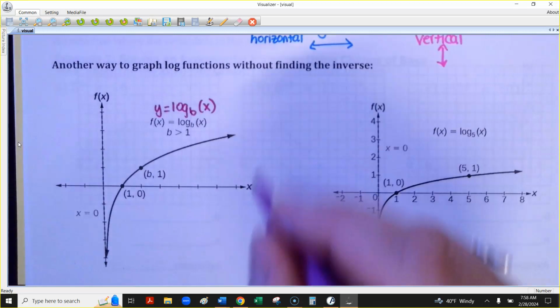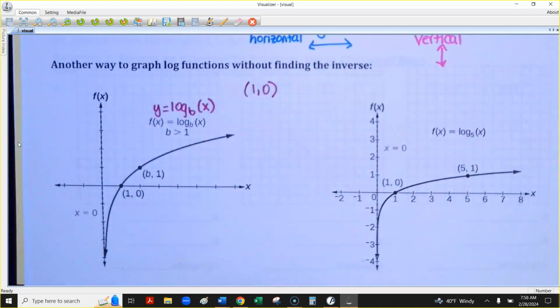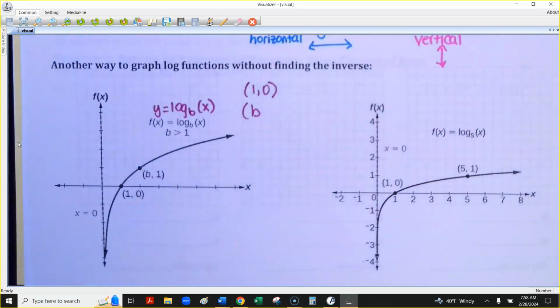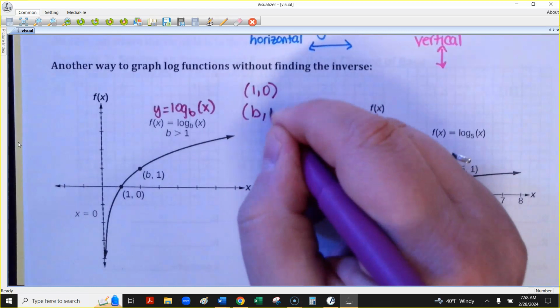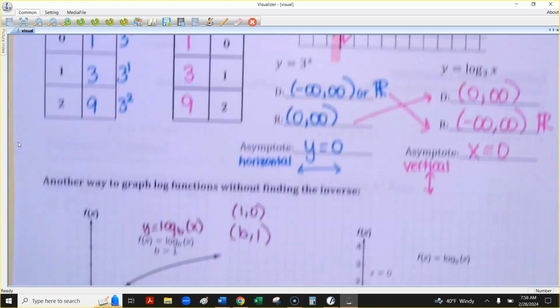But it always goes through the point 1, 0, and it always goes through the point whatever the base or the little subscript is, and 1. So those 2 points are super important. And what I want to do, let me pull this graph back down, and you guys will see right here.